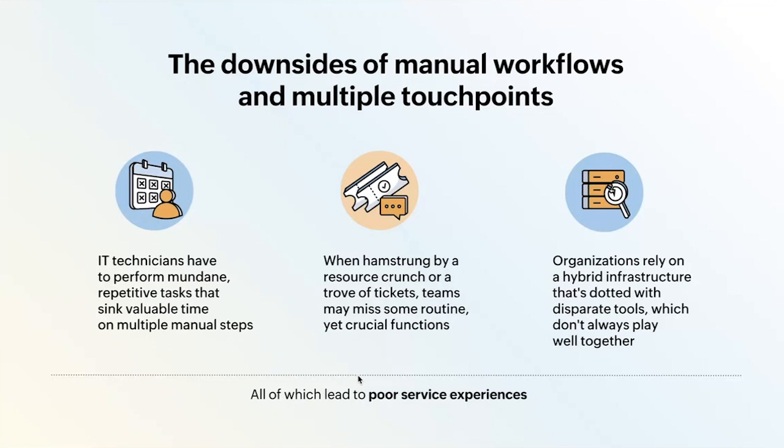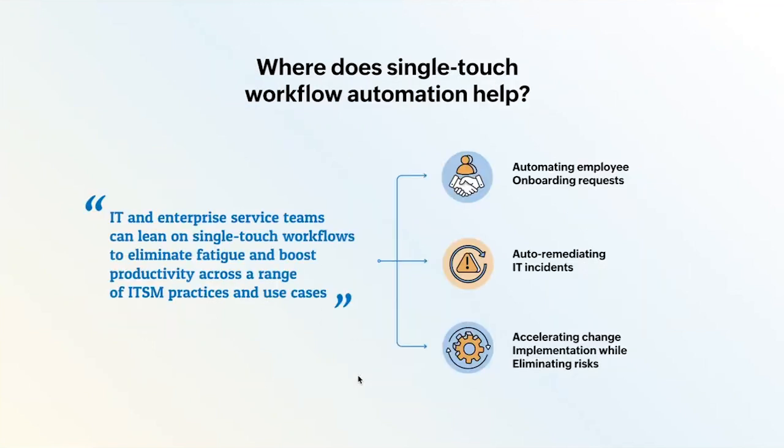Also, nowadays most organizations rely on a hybrid infrastructure, which involves a lot of tools to complete a set of tasks, and it usually ends up working in silos, and when it all comes together, it leads to a poor service experience. So how does single touch workflow automation help in these scenarios? Where is it going to help you out? A couple of examples that you see on the screen. The entire idea behind a single touch workflow is to make sure that we eliminate fatigue and boost productivity across all the ITSM practices.